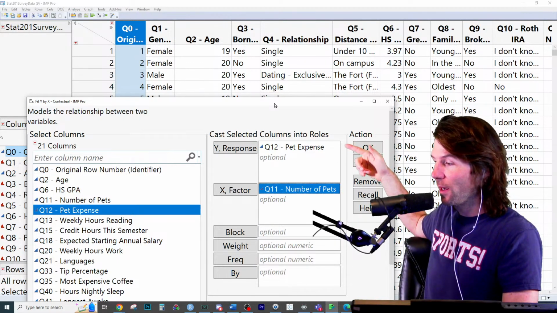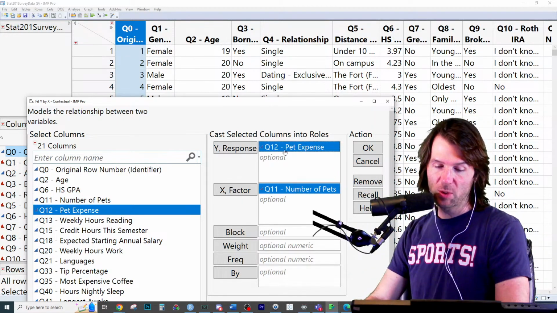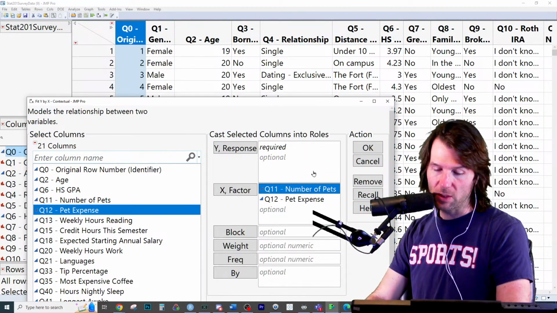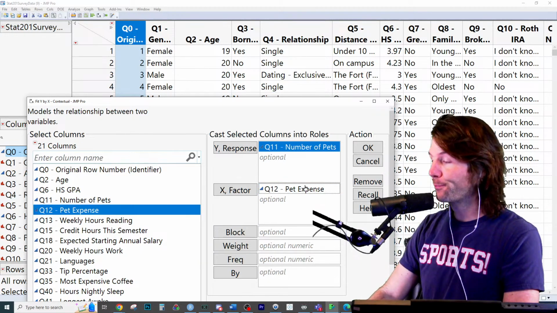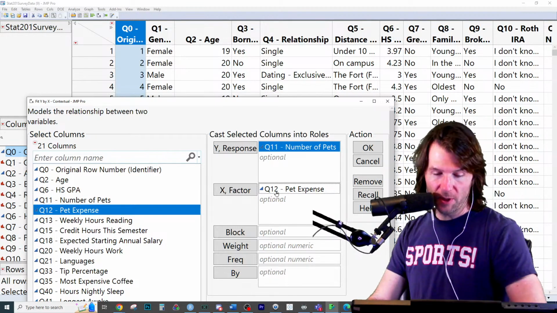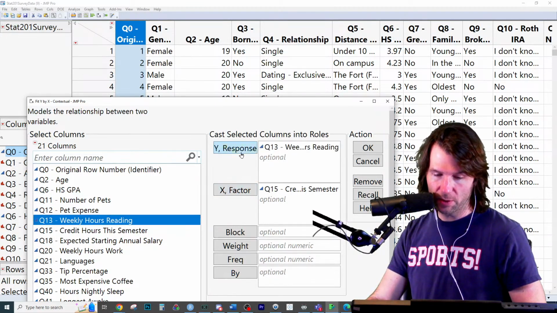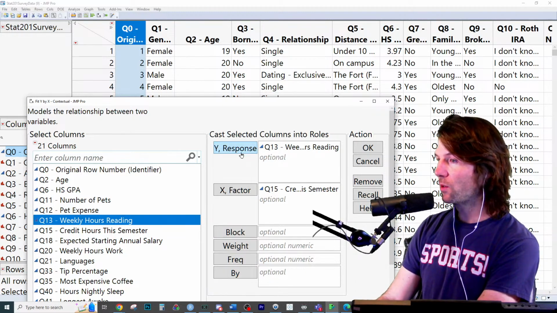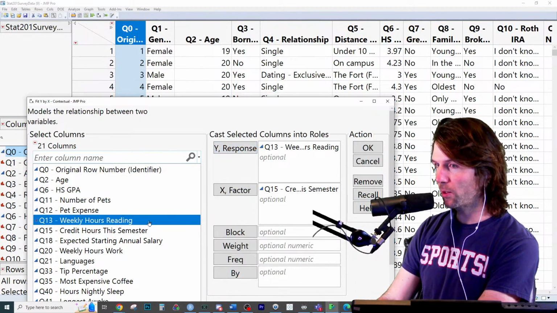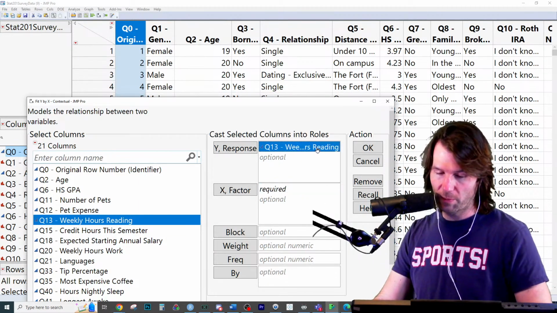I call it response. You can flip-flop. You could say how much people spend on pets explains how many pets they own. Sometimes it makes more sense to go a certain way. You can do other things, like how many hours you're taking this semester, does that explain how much you read? So you think about, does your credit hours during this semester explain how much you are reading each week? So maybe it does. Maybe there's a relationship there.